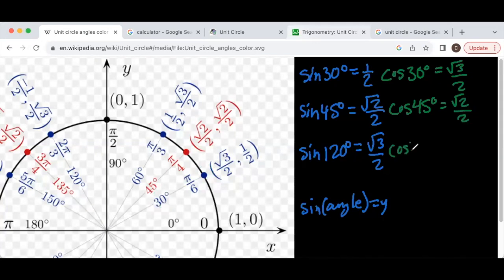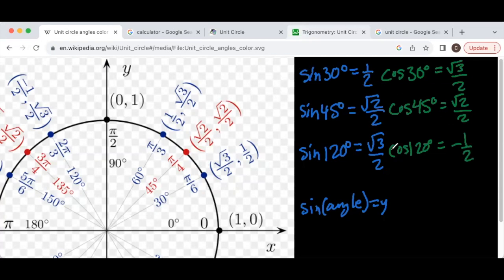And then what about cosine of 120 degrees? How would you do that? Well, let's find 120 degrees on the unit circle. And here's the point next to it. Here are the coordinates. Cosine is the x coordinate, right? The x coordinate. So negative a half is the answer.